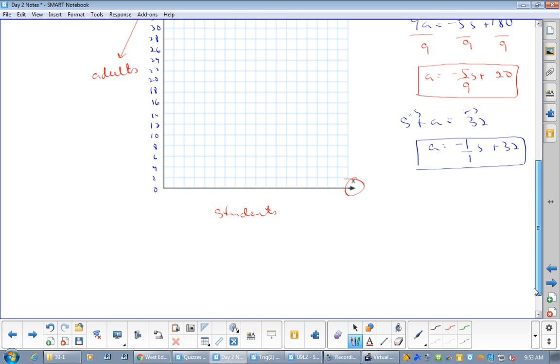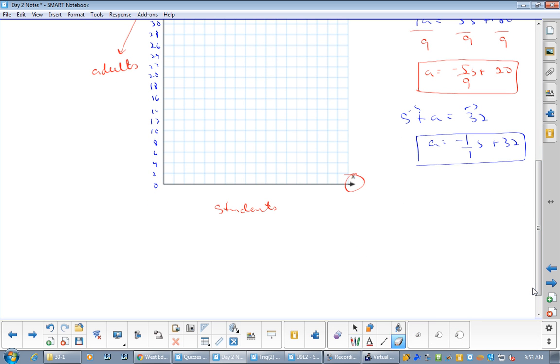Okay, and you can almost guess that if you're going to 32 on that side, go to 32 down here. 0, 2, 4, 6, 8, 10, 14, 16, 18, 20, 22, 24, 28, 30, 32, 34.